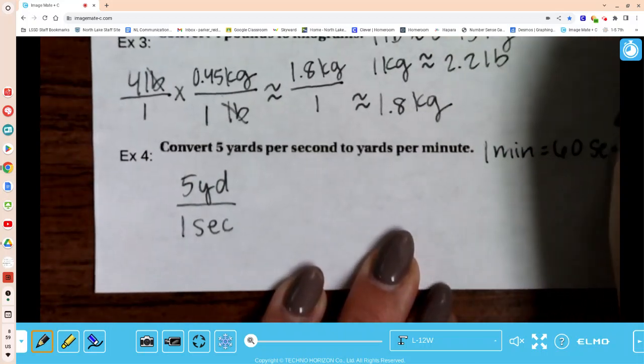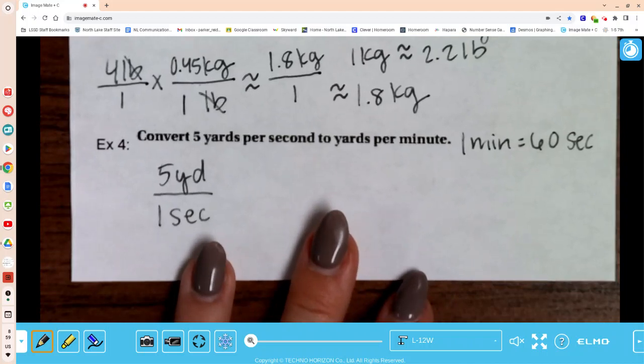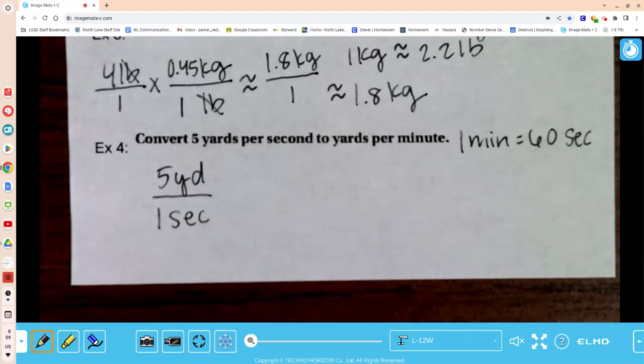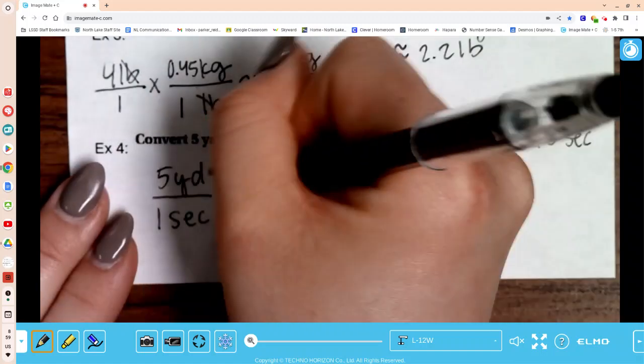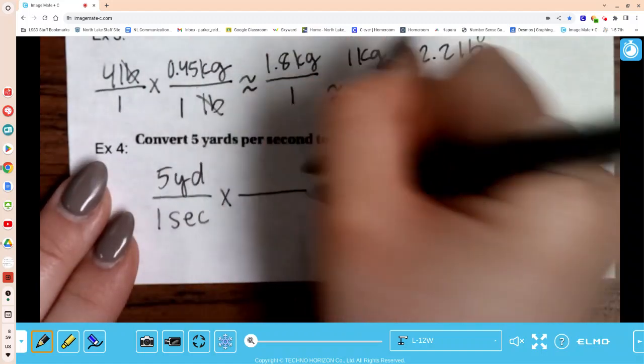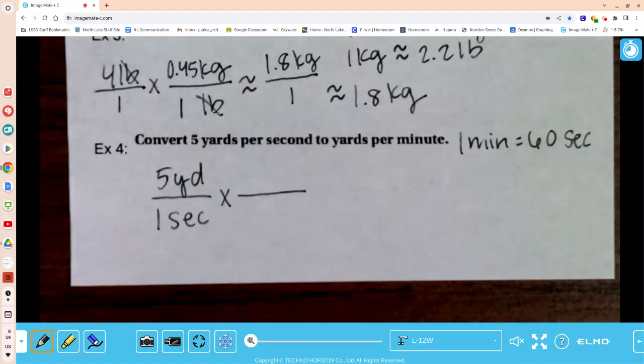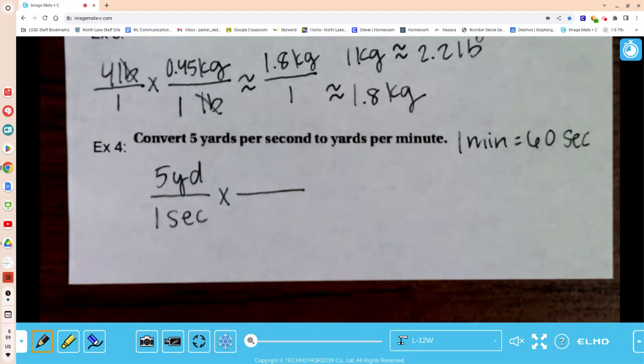And that's one that you may have already known, so you may not need to look at your paper for that. If you need to, totally fine. But the other ones, like I wouldn't have remembered that 1 kilogram is 2.2 pounds. That's why you have this paper. So I know I need to multiply it by a conversion factor. Remember, I'm trying to change the seconds. That's what I want to go away. I want seconds to go away, and I want to replace it with minutes.